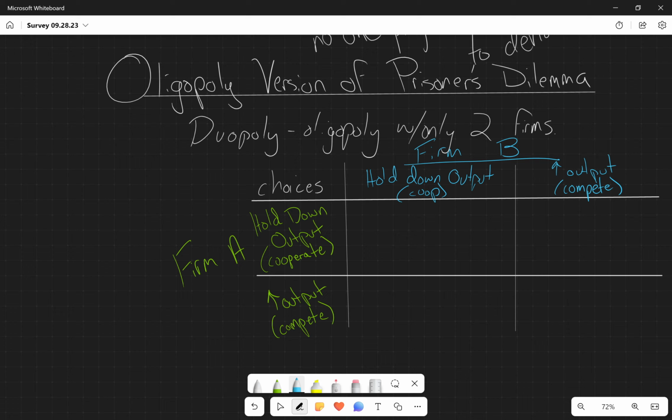And so we're told that if firm A holds down the output and cooperates with firm B, then firm A and firm B are able to earn $1,000. It could be $1 million, right? We're just using small numbers here, of profit, of abnormal profit. And firm B would be $1,000.